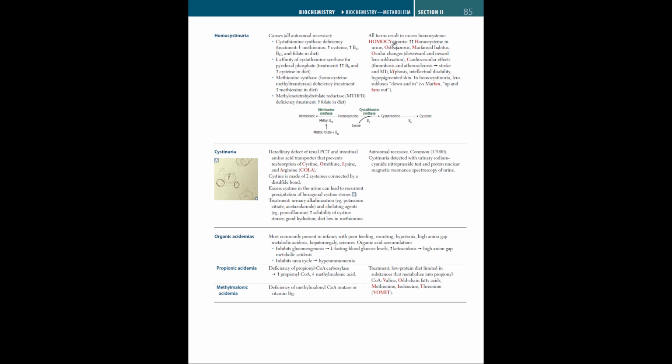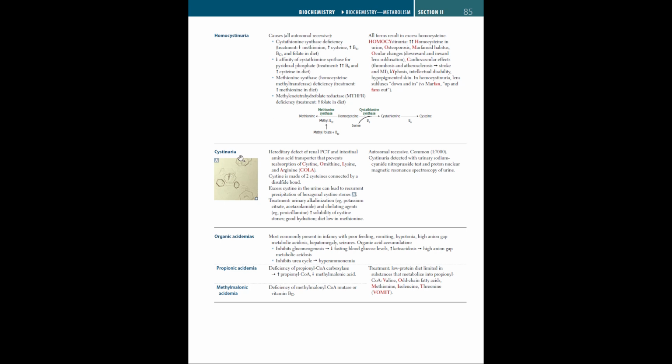Now, all forms result in excessive homocysteine. Homocystinuria leads to increased homocysteine in urine, osteoporosis, marfanoid habitus, and ocular changes, so downward and inward lens subluxation. Cardiovascular effects are thrombosis and atherosclerosis, so they can lead to stroke and MI. Also kyphosis, intellectual disability, and hypopigmented skin. In homocystinuria, the lens subluxes down and in, versus Marfan's, where it goes up and out.